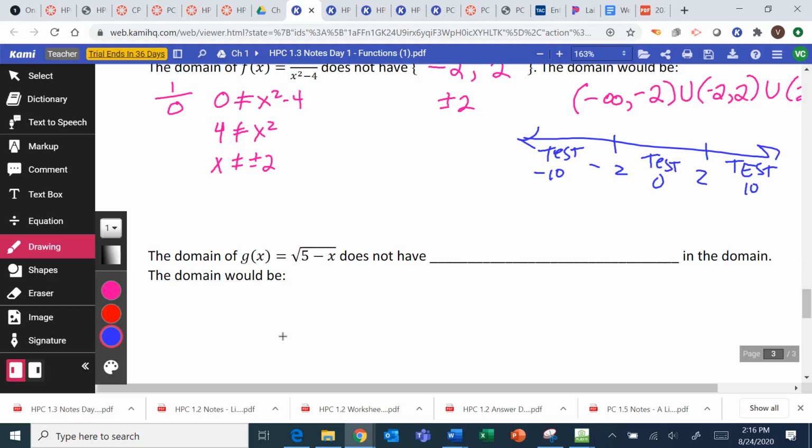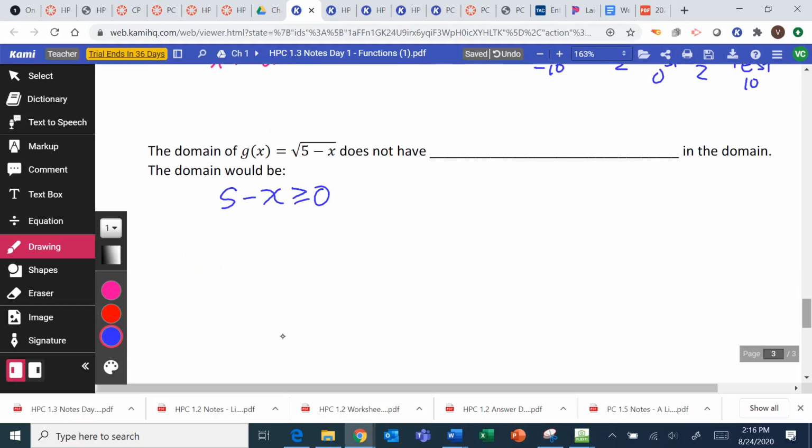So let's see how you could have done that. I know that underneath the square root, 5 minus x has to be greater than or equal to 0. It can't be negative. So I'm just going to say that the stuff underneath has to be greater than or equal to 0. I'll move the x over so I don't have to worry about moving signs around, and I get that x is less than or equal to 5.